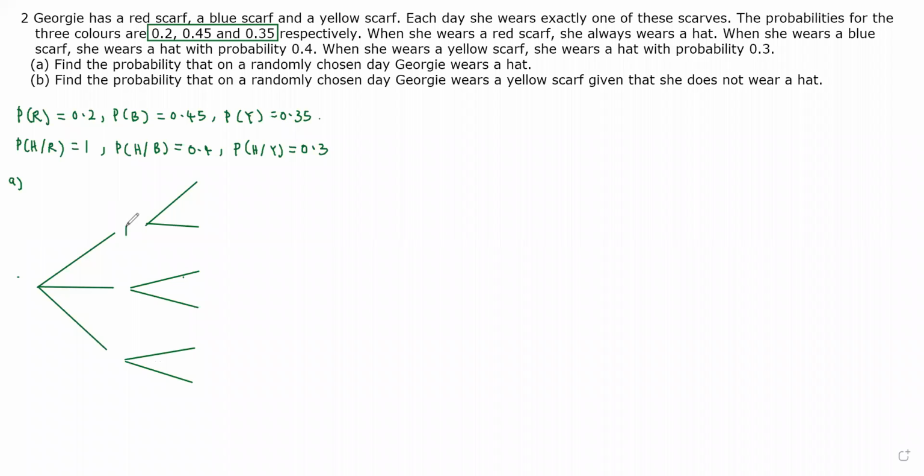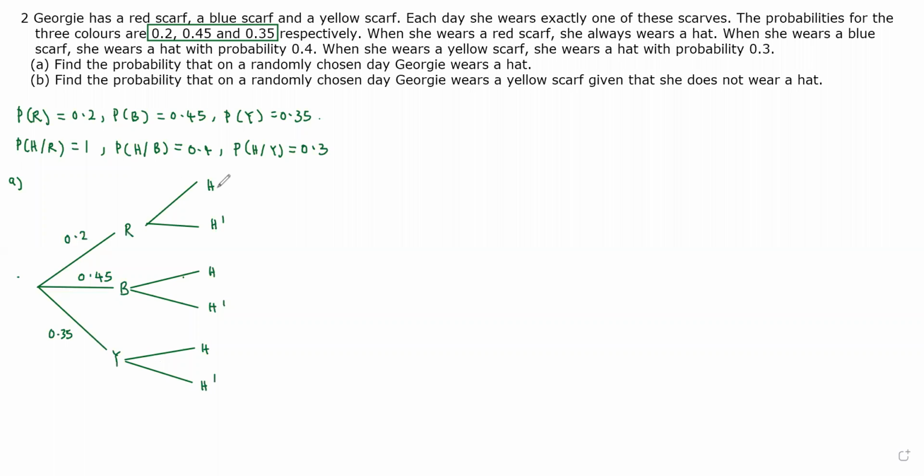So this is red, blue, and yellow. The probability of wearing a red scarf is 0.2, a blue scarf is 0.45, and a yellow scarf is 0.35. H represents wearing a hat. H prime is the complement, which is not wearing a hat.